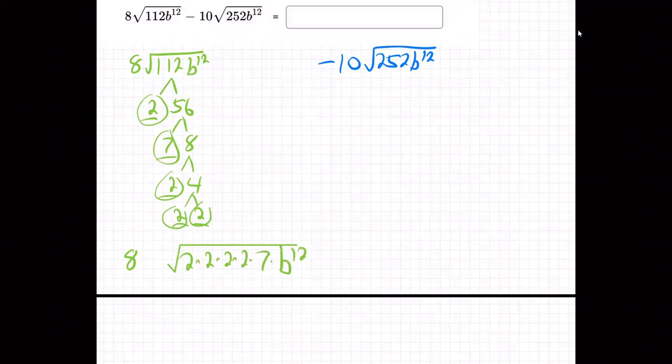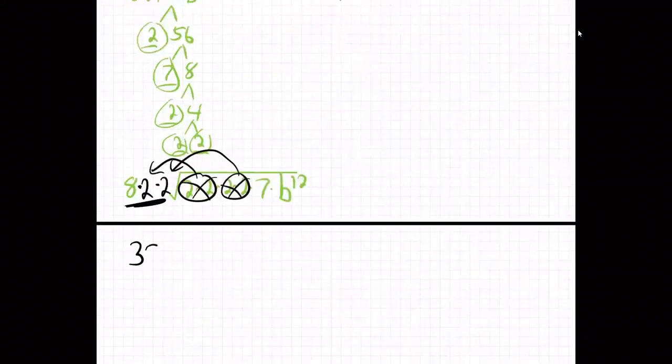Okay, now, how do we simplify that? You probably remember. You basically do 2 for 1. 2 twos in, 1 2 out, they're gone. 2 twos in, 1 2 out, they're gone. And so that's 8 times 2 times 2. Is that 32? Square root of 7b to the 12th.